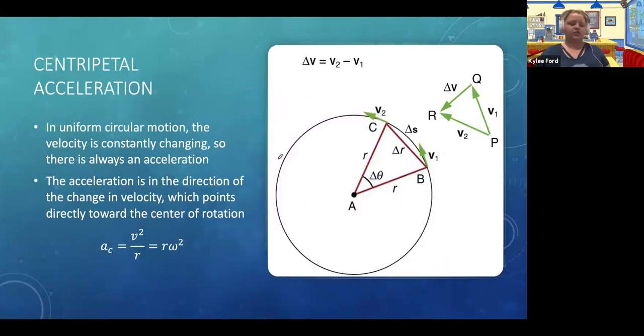So we also need to talk about acceleration in this angular sense, okay? Because if we can talk about our acceleration, then we can talk about our forces. So our centripetal acceleration is going to be where we have some kind of constantly changing velocity. Remember I said that the velocity is going to be constantly changing because that direction is changing, okay?